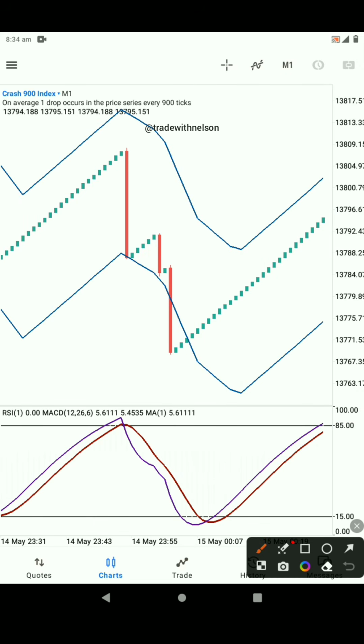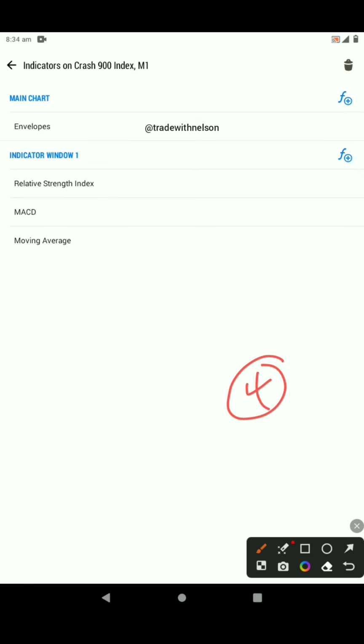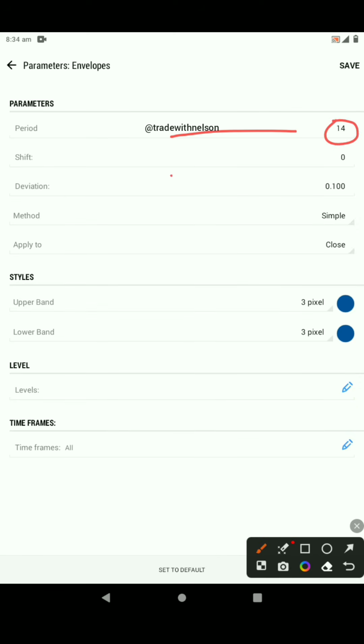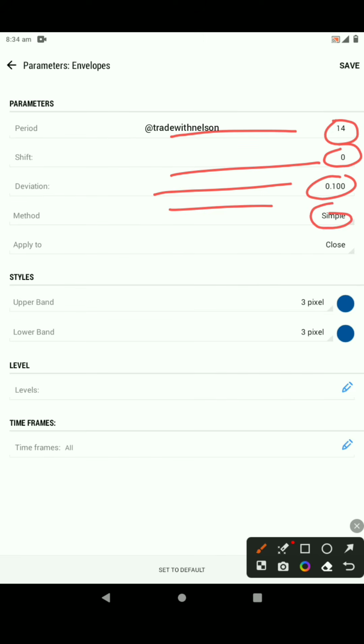So now let me quickly show you the settings to my indicator. First thing you do is to click on this indicator icon over here. I said I have 4 indicators: envelopes, relative strength index, MACD, and the moving average. To select the envelopes, click on the F icon on the main chart. Envelopes, click on that. Make your period 14, shift 0, deviation 0.1. Method simple, apply to close. For the styles, make it 3 pixels and select a color of your choice. After that, click on save.